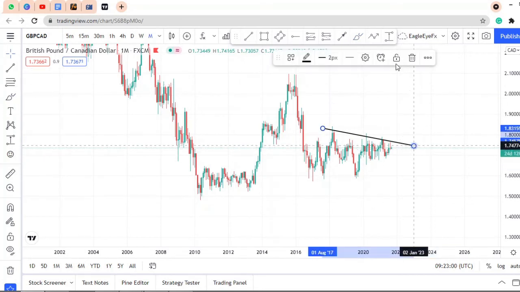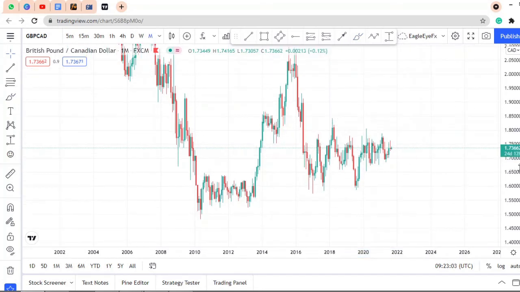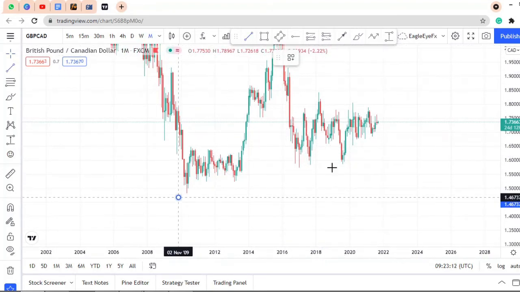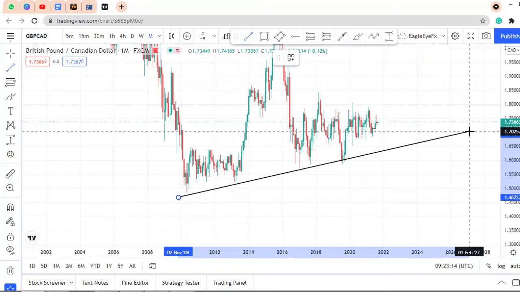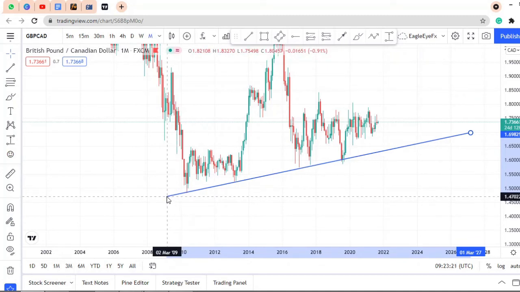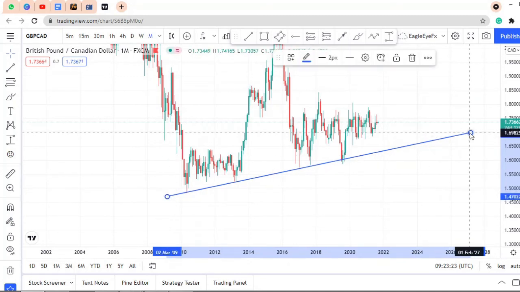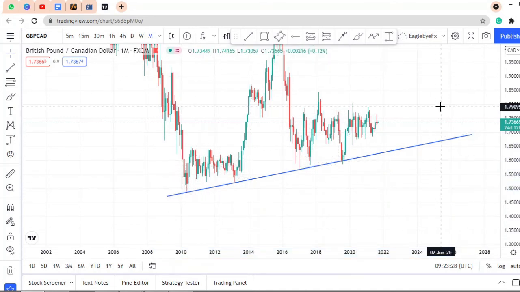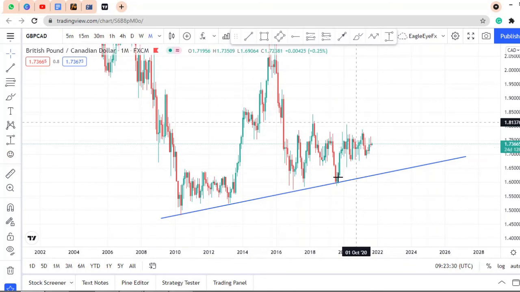That is what I can see on GBPCAD. Let's see if maybe we can draw some trend lines, because as you can see, these are some levels that GBPCAD has really been respecting. You can see here and here and here and here and here. Okay, from the monthly time frame, let's go to the weekly.